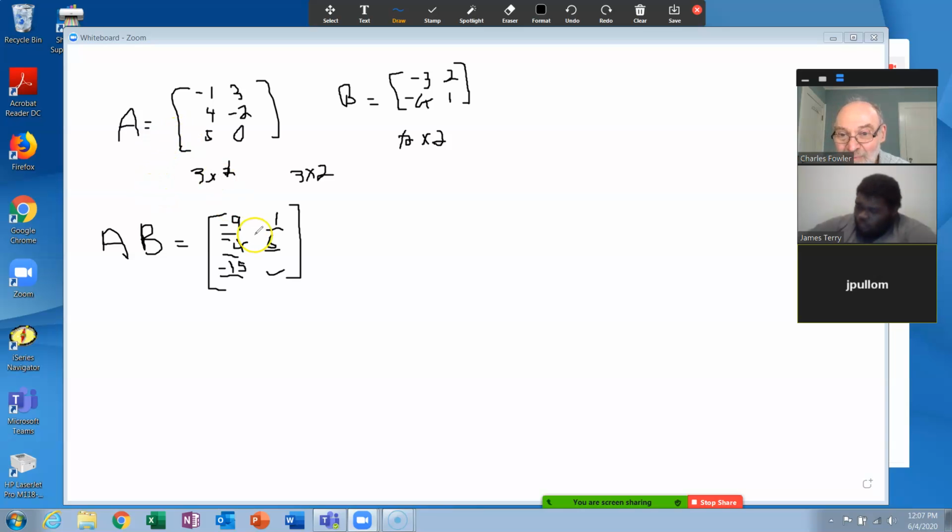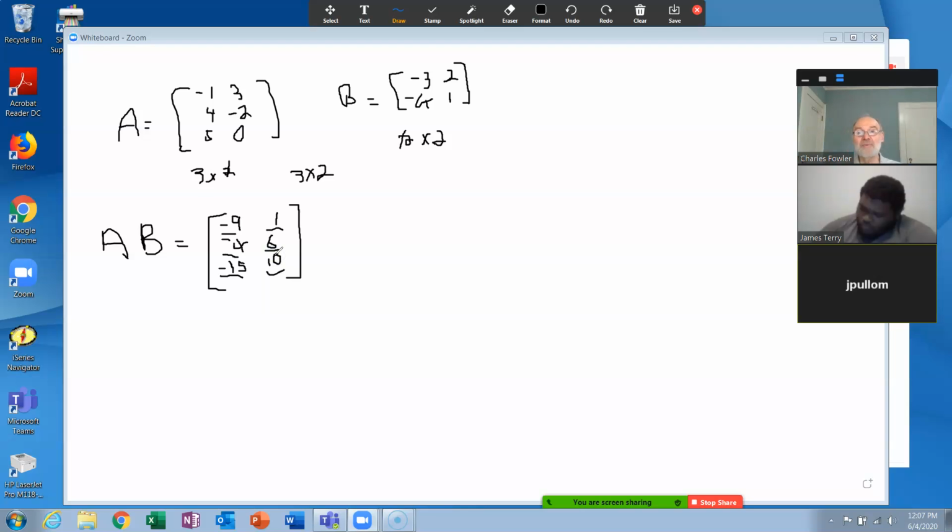Okay. What's this entry here? Third row, second column. So take the third row of A, 5, 0, multiply it by the second column of B, 2, 1. So 5 times 2 is? 10. And 0 times 1 is? 0. So that comes up a 10.